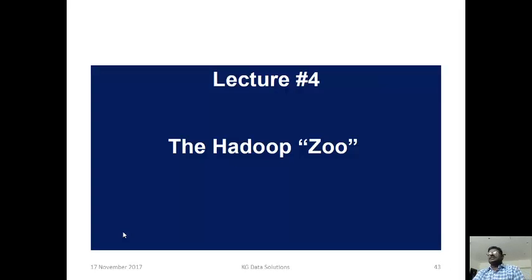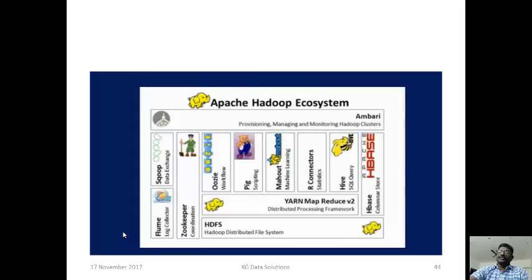So next is the Hadoop Zoo. What is the Hadoop Zoo? These are the different components. If you look at the slide, we have seen HDFS and we have seen YARN, which is MapReduce version V2, where I talked about it. Previously in V1, we had only MapReduce. In V2, we have YARN also. So this is the entire Apache ecosystem. And in our course, we'll be covering the most important parts, which are HDFS and MapReduce.